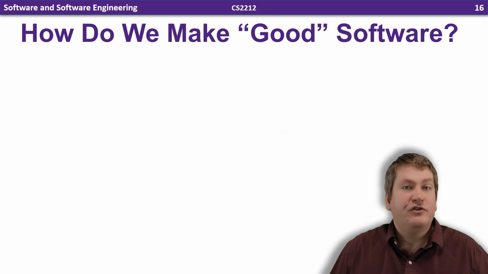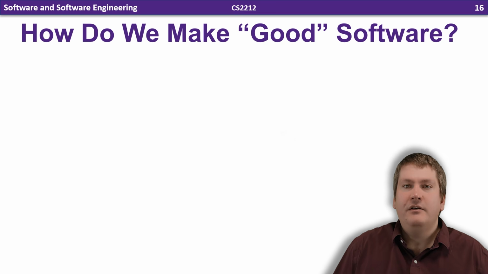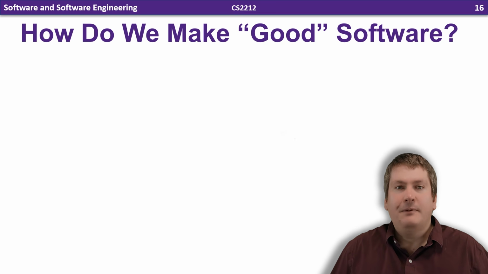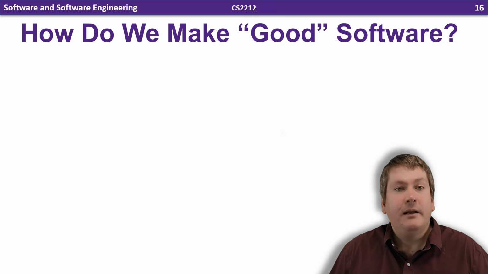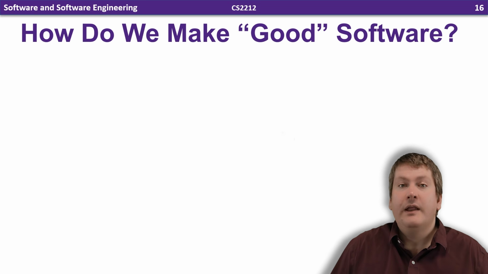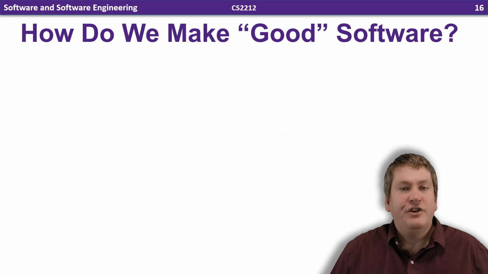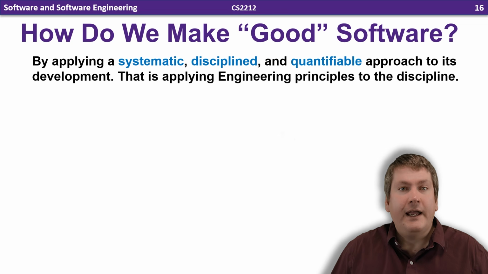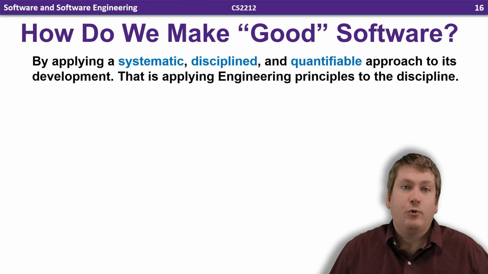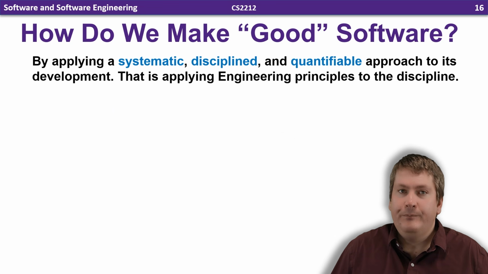This can be ensuring it functions without error or defect and does what we want, but can also include other aspects such as usability, maintainability, and performance. It can also be about the process itself. Was it completed within budget, and was it made on time? So how do we ensure our software is good? And the answer is by applying a systematic, disciplined, and quantifiable approach to its development. That is, by applying software engineering principles to the discipline.